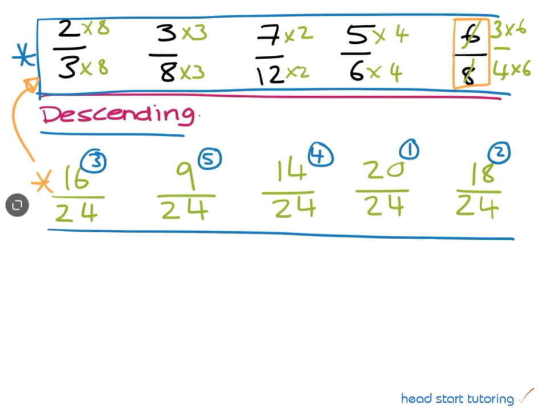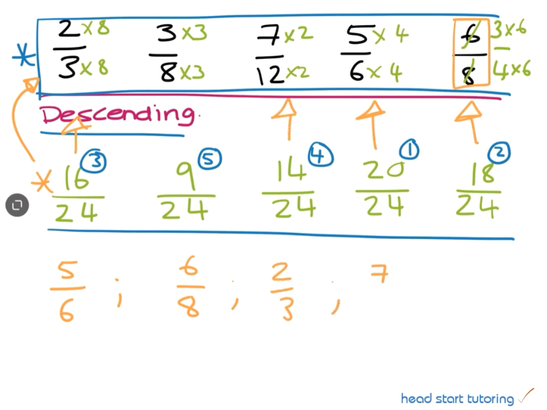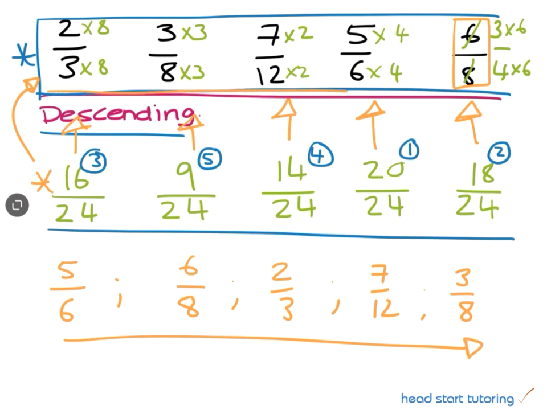So our first fraction when we are ordering in descending order is going to be 5/6. Then our second fraction will be 6/8. Our third fraction is 2/3. Our fourth is 7/12. And our fifth is 3/8. So this is our answer when we are ordering these fractions in descending order.